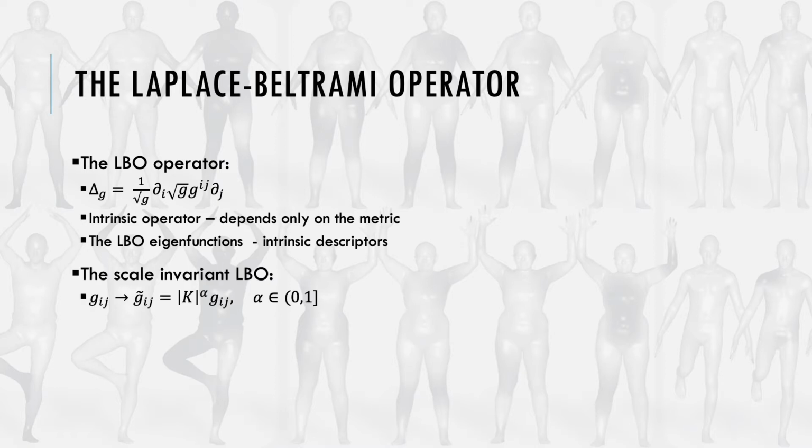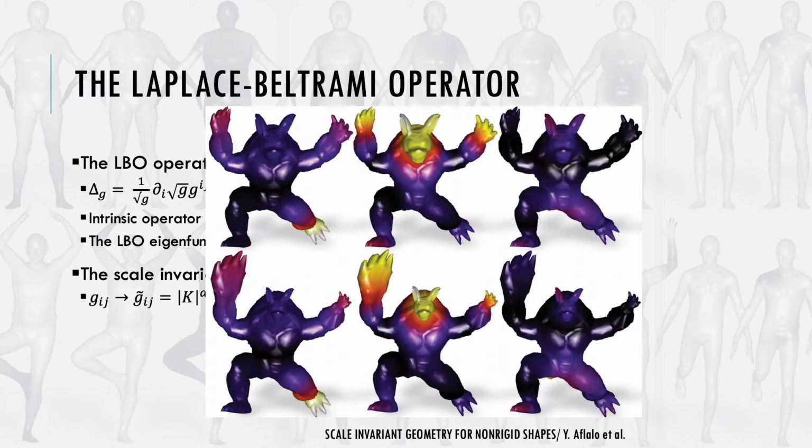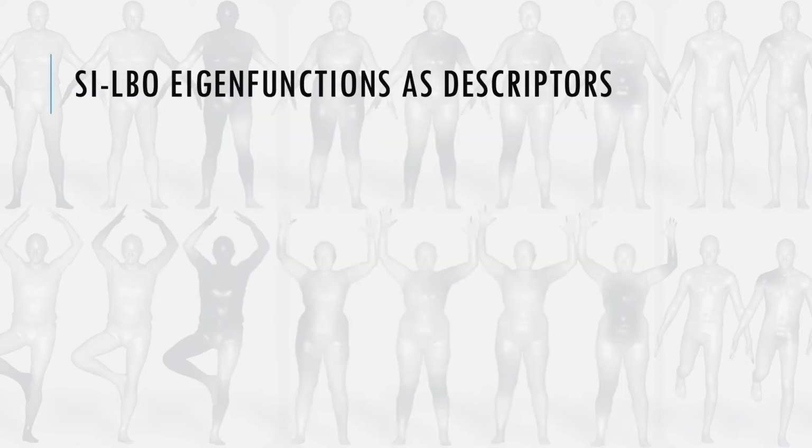Another version of the LBO that we use in our work is scale invariant LBO, which is defined the same but with a different metric that you can see here, where K is the Gaussian curvature. This metric causes the operator to become invariant to scaling, and to emphasize this point, this image shows two figures, where the figure in the lower line has a scaled down head and the scaled up end. These figures are colored by the scale invariant eigenfunctions, and as you can see, the scaling did not affect the value of these eigenfunctions. The scale invariant LBO eigenfunctions are also candidates to be used as descriptors. They are intrinsic, and they are obviously scale invariant.